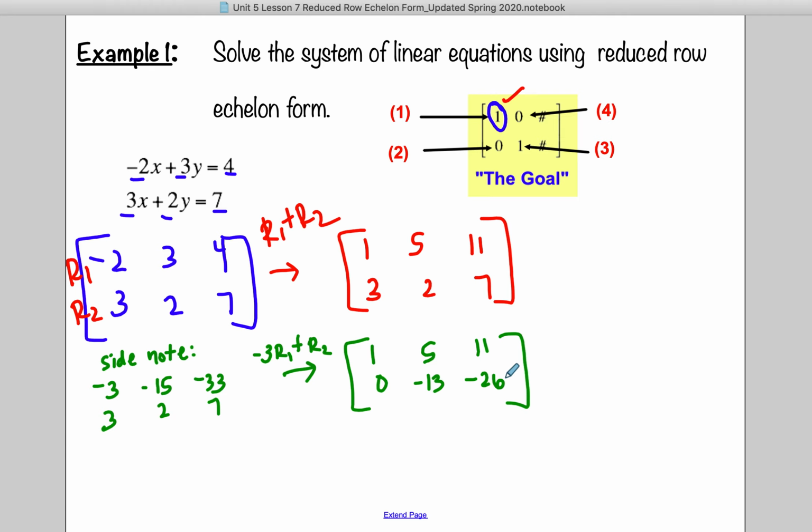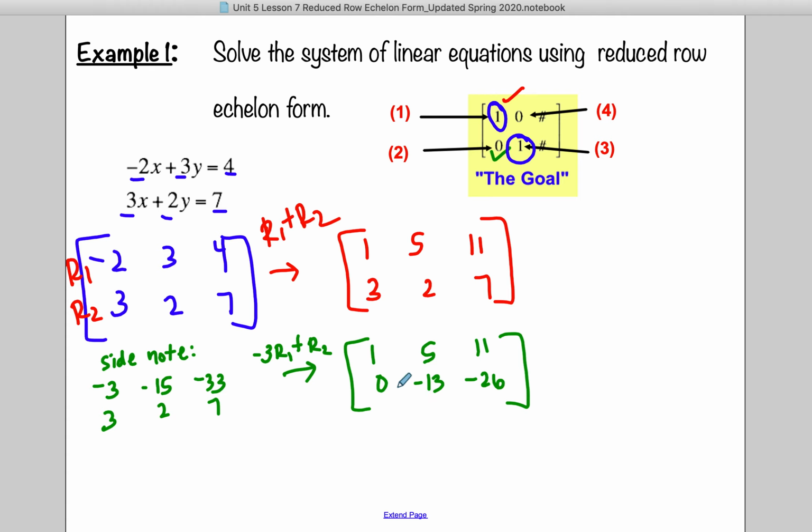Now I look at my next goal. Okay, I met my goal of getting a 0 here. Now I'm moving on to my next goal. I need to get a 1 here. A lot of times what you can do is, if you look at this whole row, what are they all divisible by? They're all evenly divisible by 13. And I want this to be the number 1.